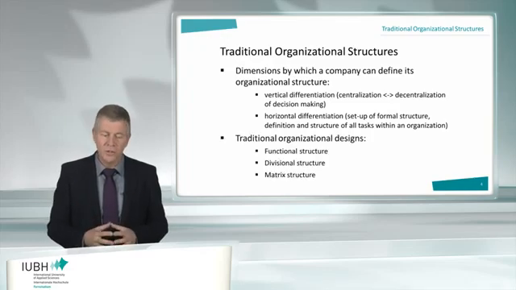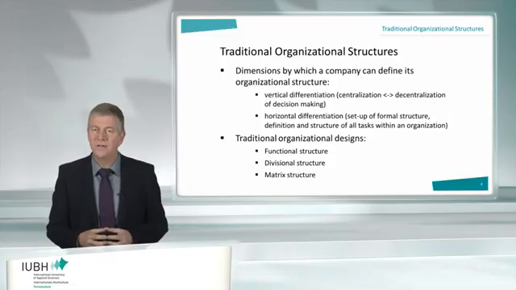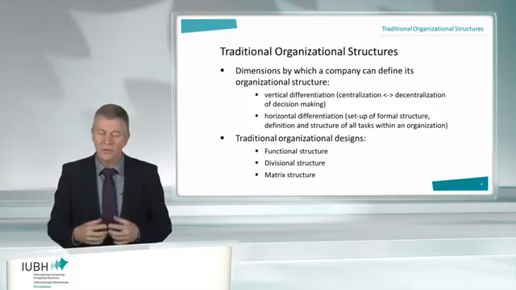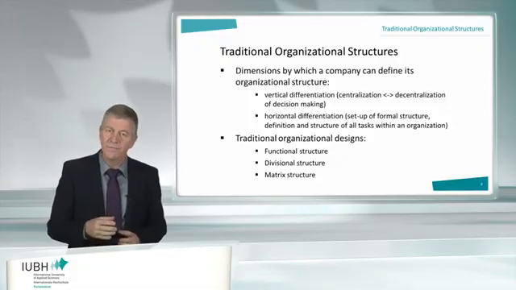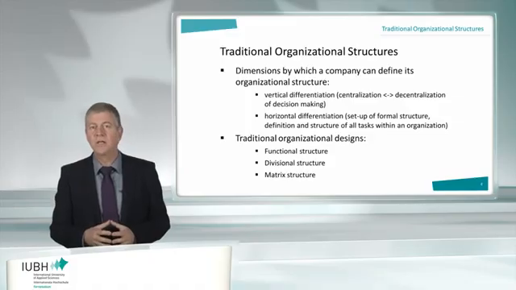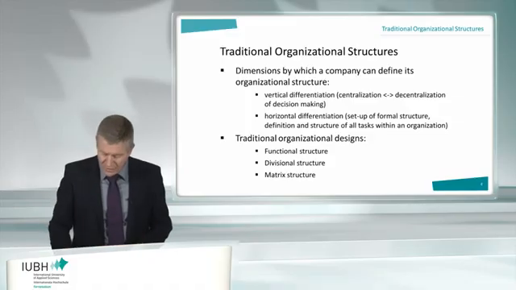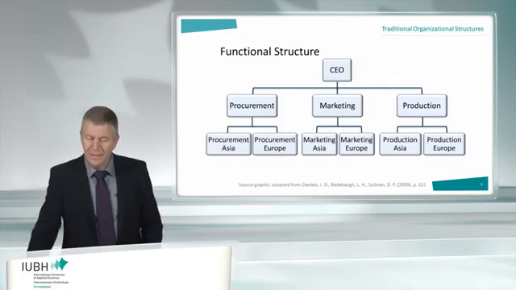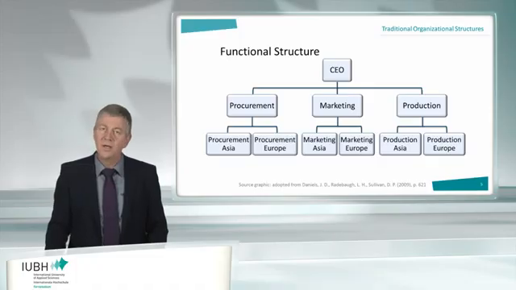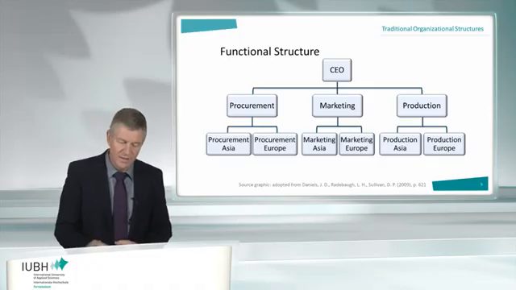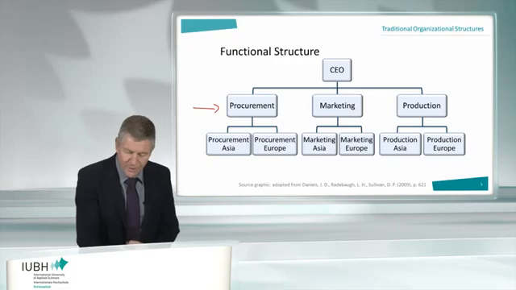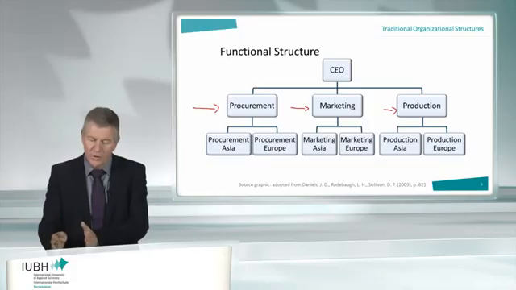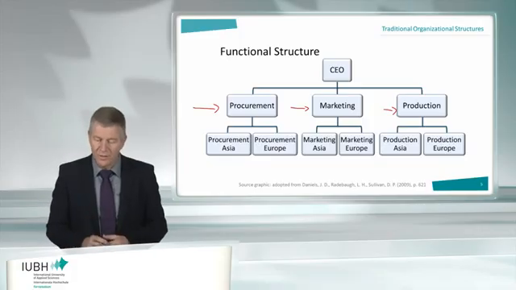What we want to do now in terms of the traditional organizational designs is that we look into three commonly known traditional setups, and that is the functional structure, the divisional structure, and the matrix structure, and I trust you have heard about them already in other subjects of your studies. Let's first look at the functional structure. I think it's straightforward and you will easily understand that here are different functions of a company and they mark certain departments within this company.